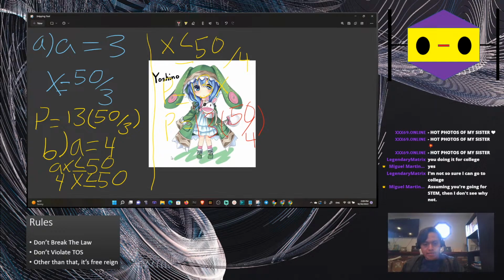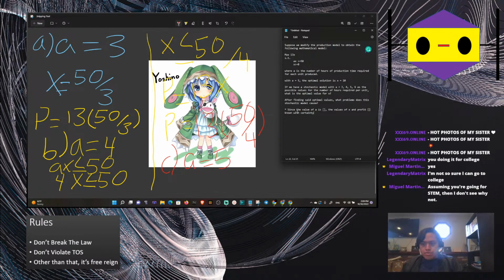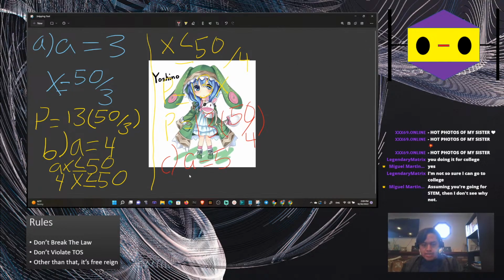Okay. Then we go to C, which is A is equal to 5. Now, if you look back at the question, you know that it already gives us the solution at 5, x equals 10. So we just have x is equal to 10. So we know that P is equal to 130 because 13 times 10 is 130. And now let's go to D.